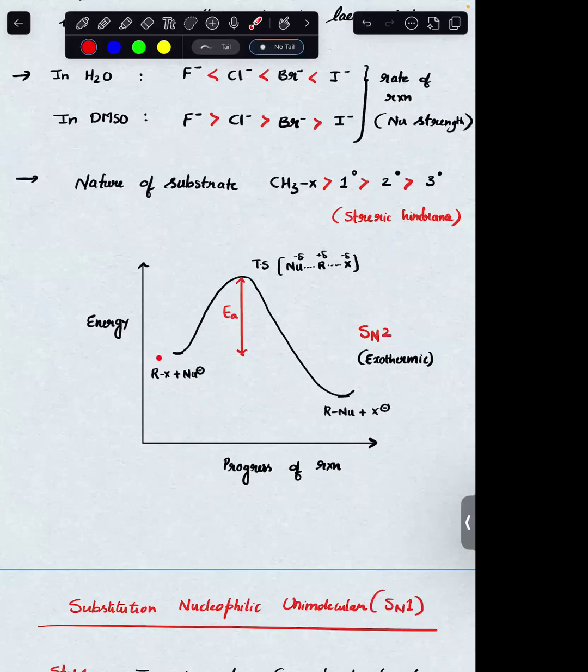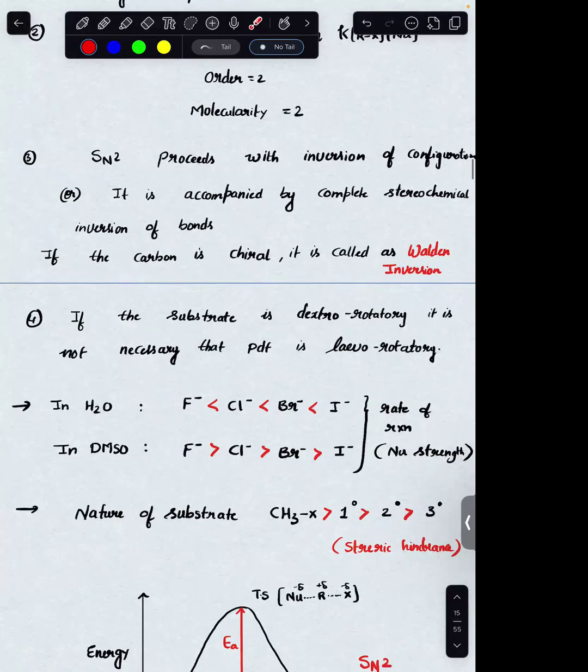Initially, we are plotting the energy levels of RX and Nu. But during collision, they are able to overcome that activation energy barrier. Those molecules which have higher energy than this will cross the transition state and fall in this region. Those which don't have sufficient energy will again form back RX and Nu minus. Is that clear? Yes. Okay, if you have any doubts, ask me. These are the important points with respect to SN2.